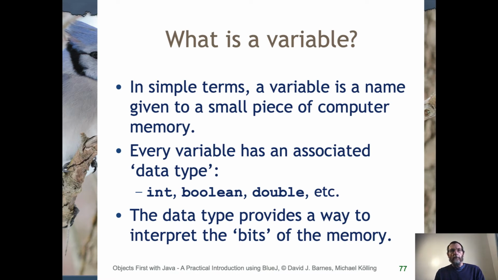So what is a variable? Well, in simple terms, a variable is a name given to a small piece of computer memory. And you're probably familiar with the idea that a computer stores bits in its memory. And by giving a variable a data type, we have a way to interpret what those bits mean. So we interpret the bits as meaning a value from the range of the data type. So the data type might be integer, so the bits mean a whole number, or the data type might be Boolean, in which case the bits mean either the value true or false, and so on.